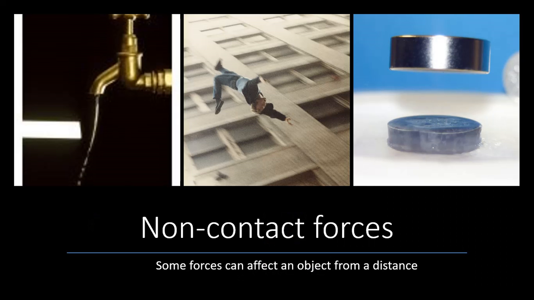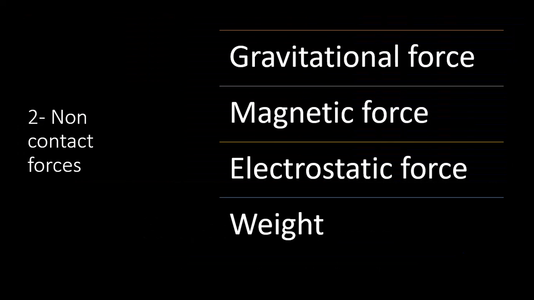Okay, so now we are done with all of the contact forces. Let's elaborate on non-contact forces, and these forces can happen from a distance. They do not actually need the objects to come in contact with each other. Okay, and there are four types: gravitational force, magnetic, electrostatic, and weight.